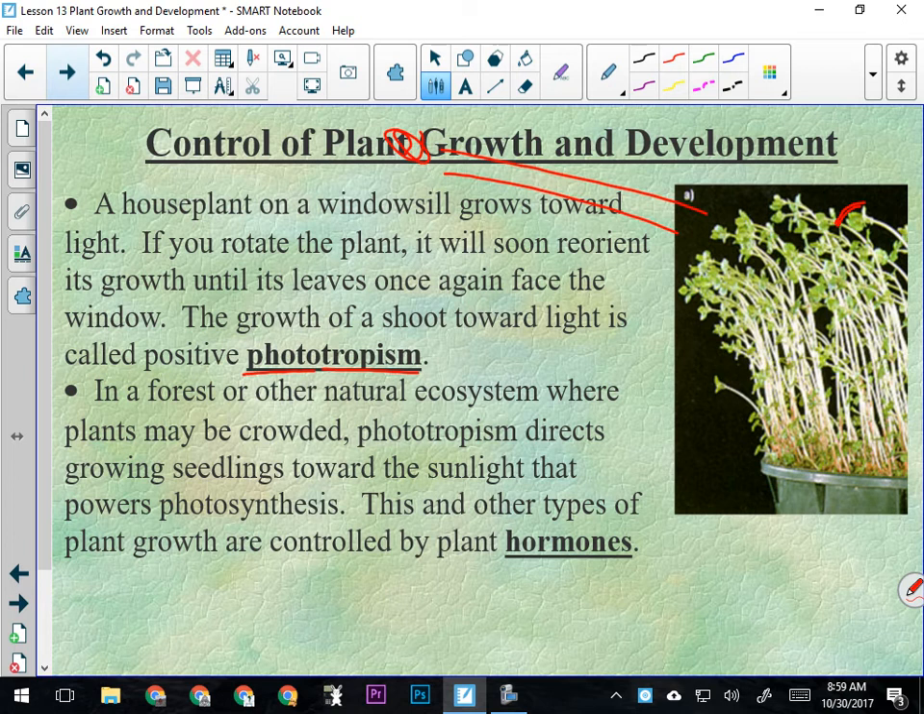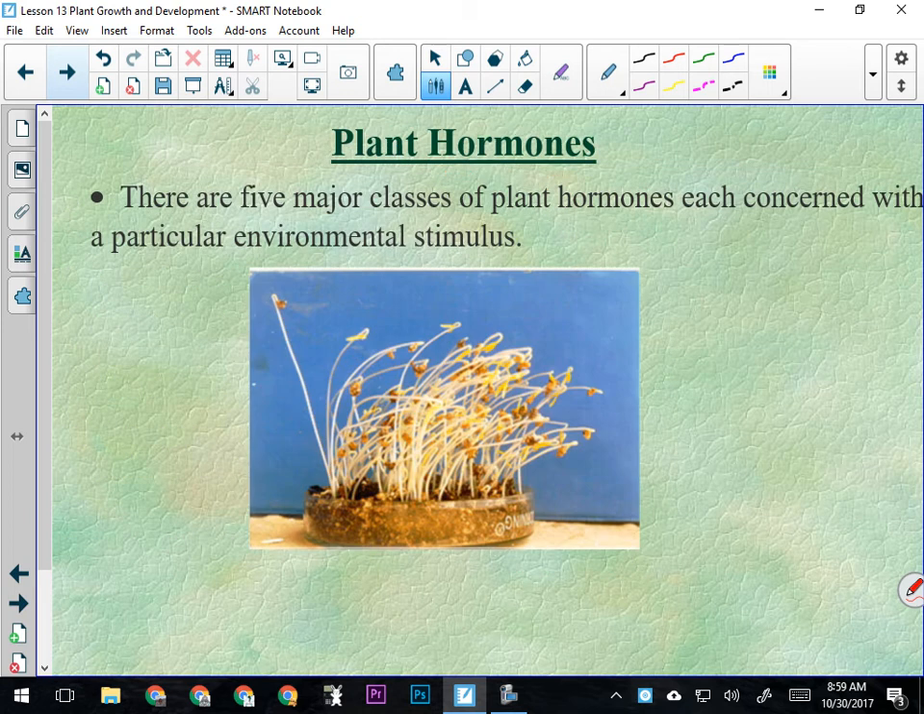Plants can have some really, really weird shapes as a result of their growth. In a forest or other natural ecosystem where plants are crowded and there's competition for light and resources, especially light, phototropism will direct growing seedlings toward the sunlight that powers their photosynthesis. And that is governed by several different types of hormones in the plant. We're going to talk about 5 different hormones that a plant produces. There are 5 major classes of plant hormones, each concerned with a particular environmental stimulus.